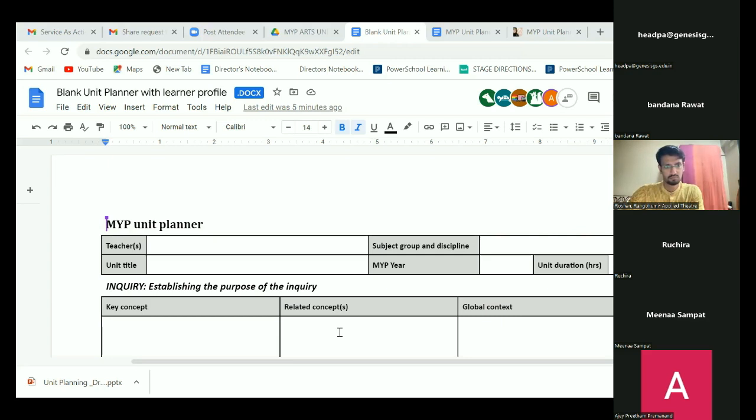Global context, maybe we could go with personal and cultural expression as the bigger global context, and then exploration, there is the part of artistry, craft, creation, and beauty. Okay. Yes, so maybe now we could hear thoughts from other people before we move on.